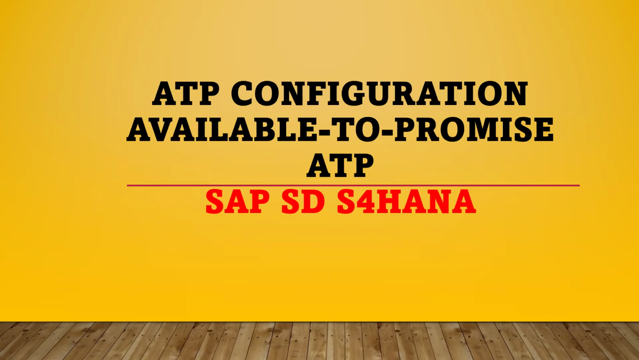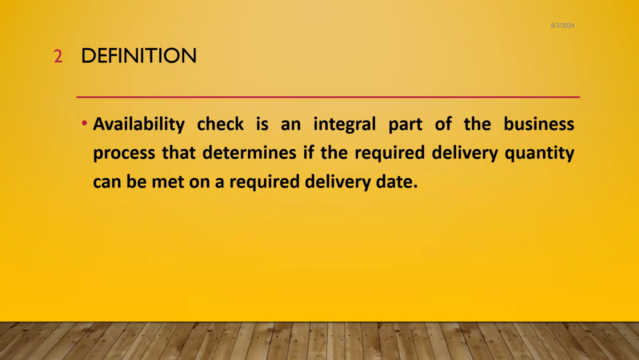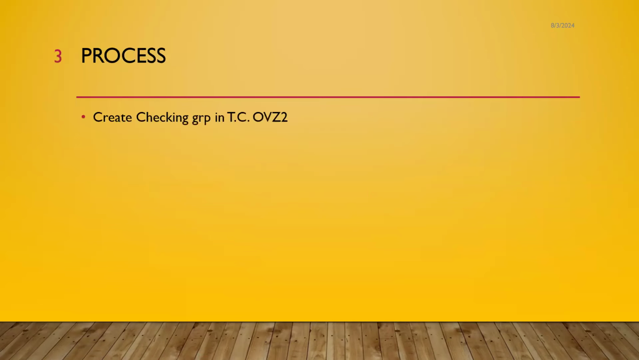So first of all, let us see what is availability to promise. It's an integral part of a business process that determines if the required delivery quantity can be met on the delivery date. Delivery quantity against confirmed quantity. Delivery date against the confirmed quantity is the availability check. That is the definition.